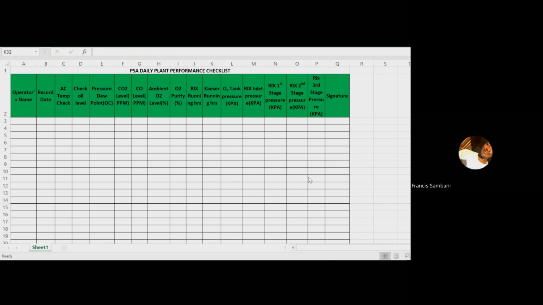You also record the pressure dew point, CO2 and CO level. You get the ambient oxygen level. You have to make sure that the ambient oxygen is within 21 percent, not more than that, because if it goes above 23 percent, it poses a hazard, a risk. So you check the running hours for both your booster and air compressor, and you also take note of the booster compressor inlet, as well as the first, second, or third stage pressure gauges.